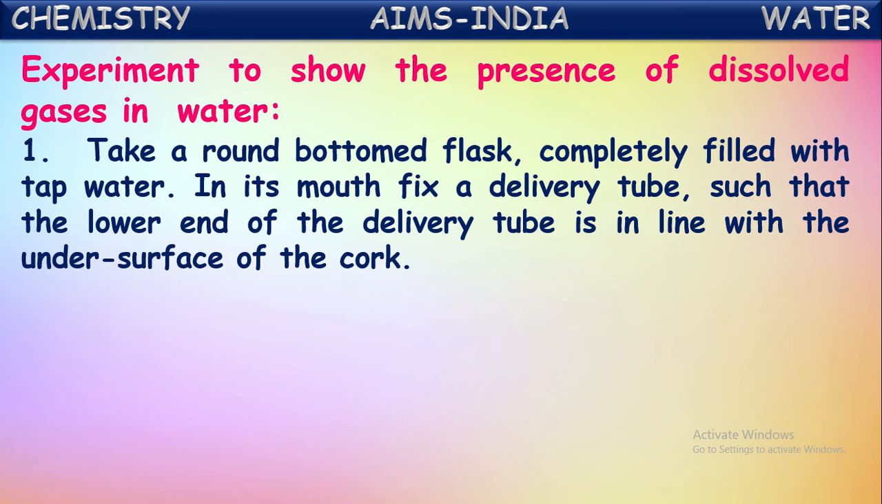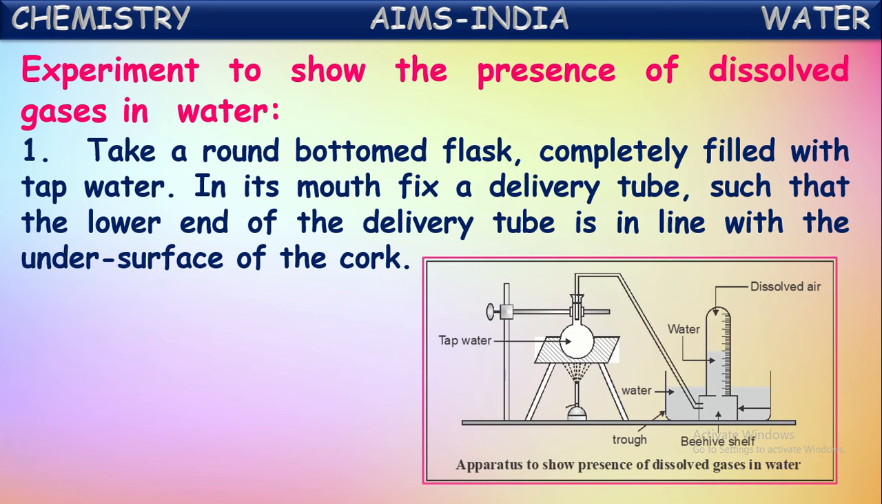For proving this, we have to take a round bottom flask. So this is called a round bottomed flask. See, it has a round bottom. It is completely filled with tap water. In its mouth, we have to fix a delivery tube. See, by keeping a cork to this, through the cork we have to fix a delivery tube. This is called a delivery tube, such that the lower end of the delivery tube is in line with the under surface of the cork. So here it is fixed like this. The delivery tube is fixed like this through the round bottom flask which is completely filled with tap water.